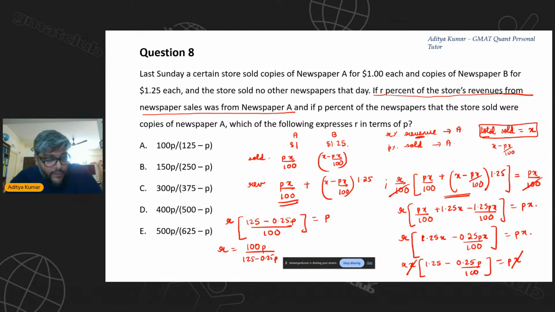But I see the answer choices and none of them have a decimal. So I'm going to remove the decimal. I'm going to multiply the numerator by 4. I'm going to multiply the denominator by 4 as well. So that will be 400p divided by 125 times 4 is 500 minus p. That would be my answer. Delta.